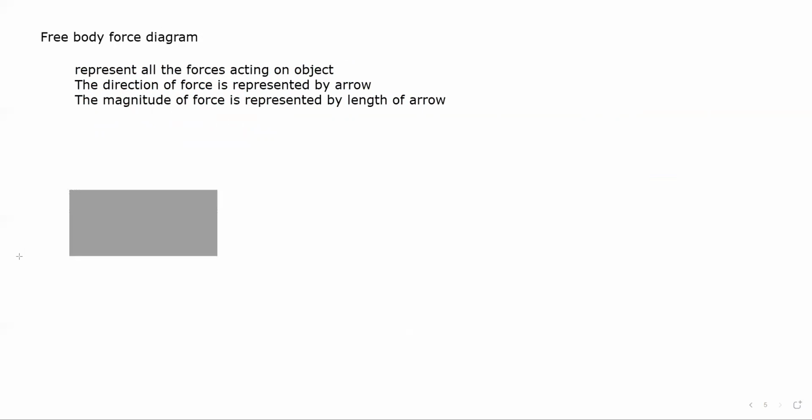Example, an object is on a horizontal surface. If I want to draw the free body force diagram, the weight will act downward, and the surface will apply an upward force, and that force is known as the normal contact force. Because this object is stationary, at rest, there are no horizontal forces, the resultant force is zero. So this object is at rest.